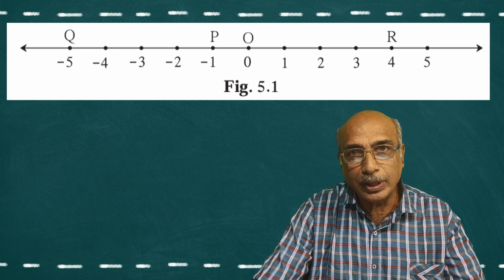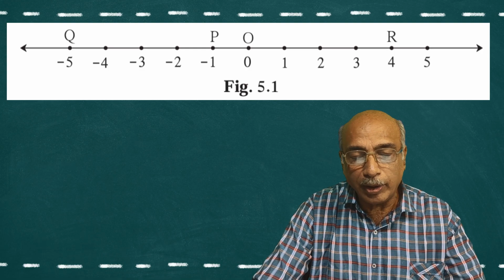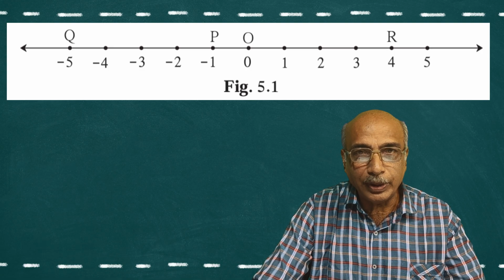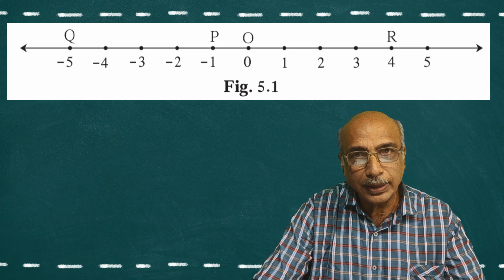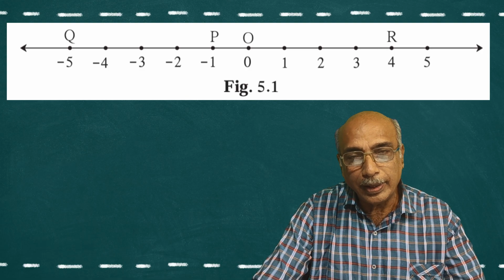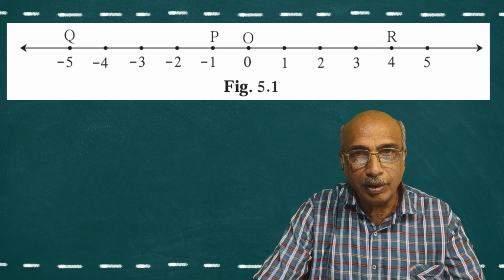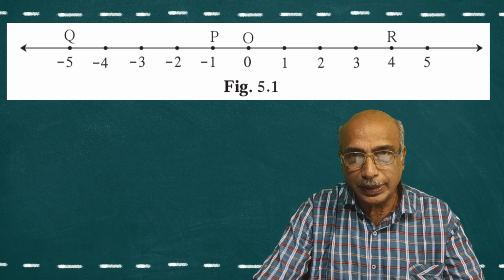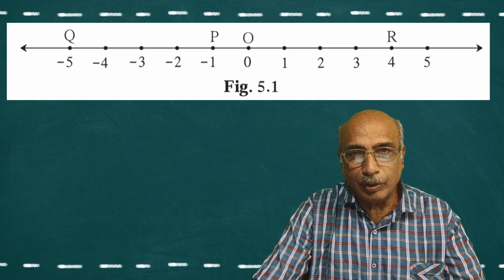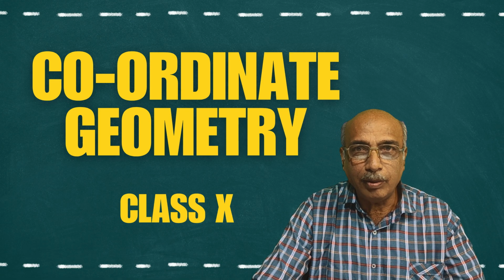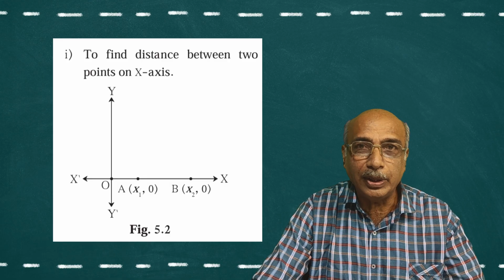If I want to find out the distance QR, coordinate of point Q is -5, it is on the left hand side, it is the smaller coordinate, and that of point R is the greater coordinate and it is 4. So distance QR will be 4 minus (-5) equals 4 plus 5 equals 9. The distance QR equals 9. Now this was on the number line, how to find out the distance. In coordinate geometry, we are going to study how to find the distance between 2 points on the graph.